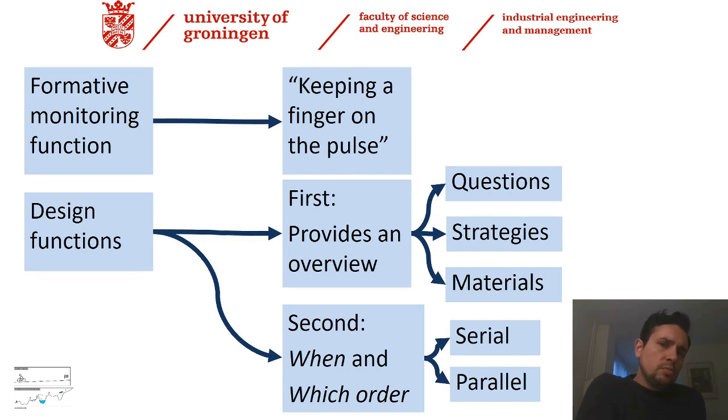The second function has to do with the design of the research planning. Here we need to see an overview of the predefined sub-questions, predefined strategies, and the ways to access and gather the data, our materials. But we also need to answer the questions of when and in which order. Are our activities done only in a consecutive way? Or are there activities in the timeline that can be done in parallel? These are fundamental questions when designing your research planning.